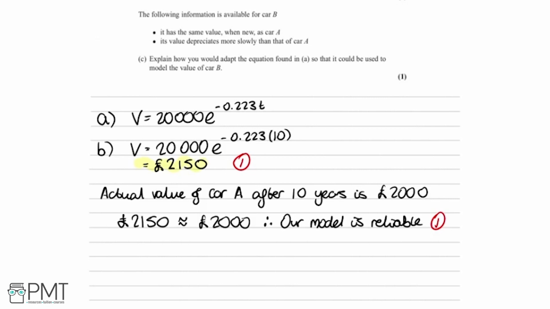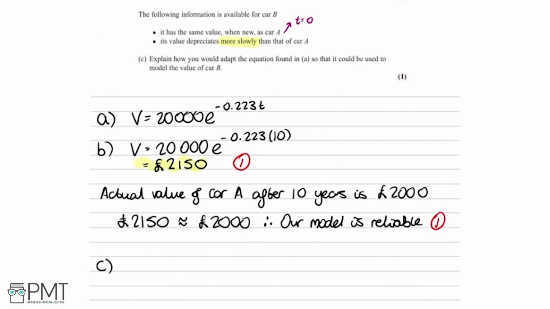Now the following information is available for car B. It has the same value when new as car A, so the same value when t equals 0, and its value depreciates more slowly than that of car A. And part C says we need to explain how we could adapt the equation found in part A so that it could be used to model the value of car B. And that is a 1 mark question.